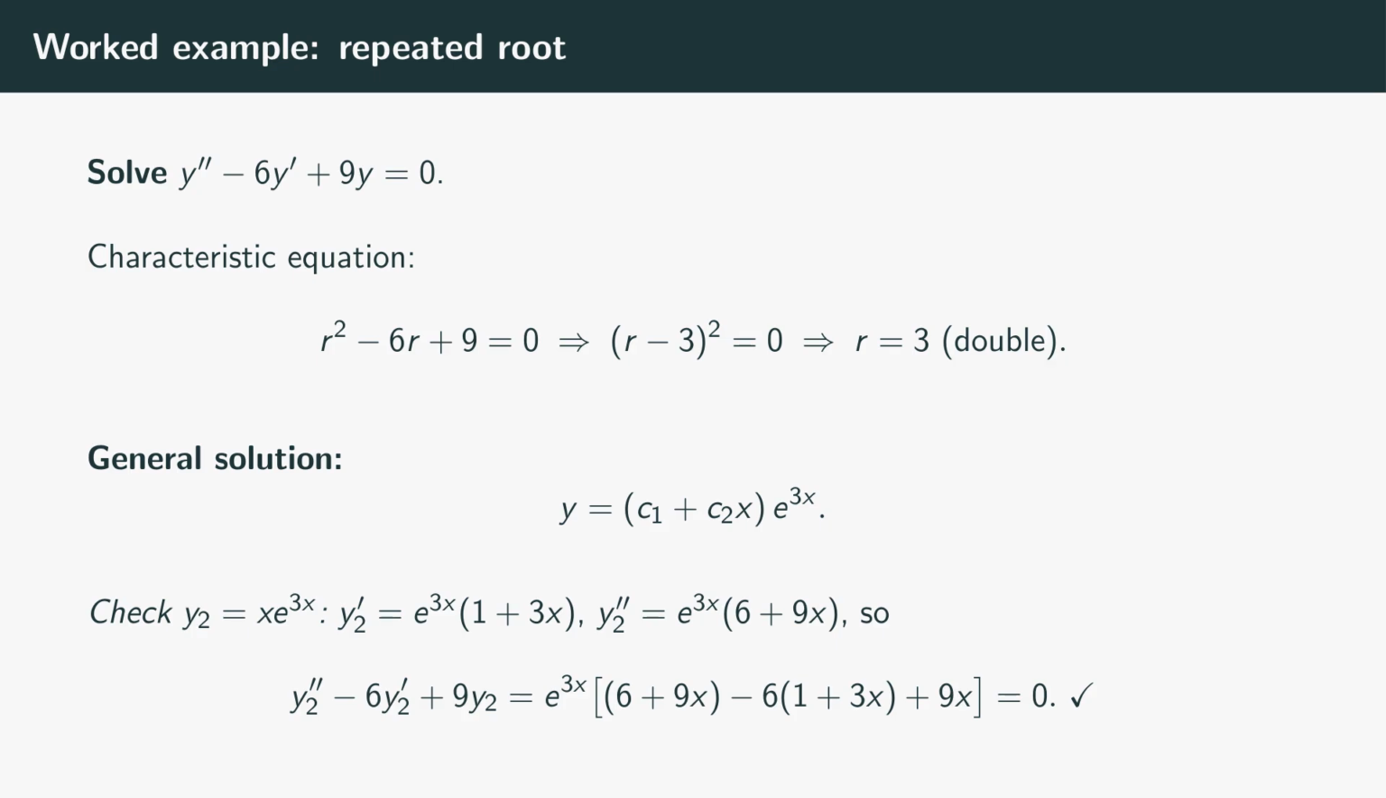Now plug into the equation y2'' minus 6y2' plus 9y2. Factor out e to the 3x, and inside the brackets you get 6 plus 9x minus 6 times (1 plus 3x) plus 9x. Expand and everything cancels to 0. The factor of x really is a genuine, independent second solution. Our formula holds.